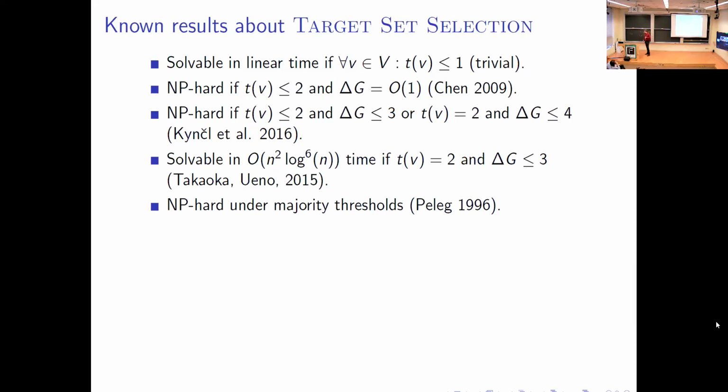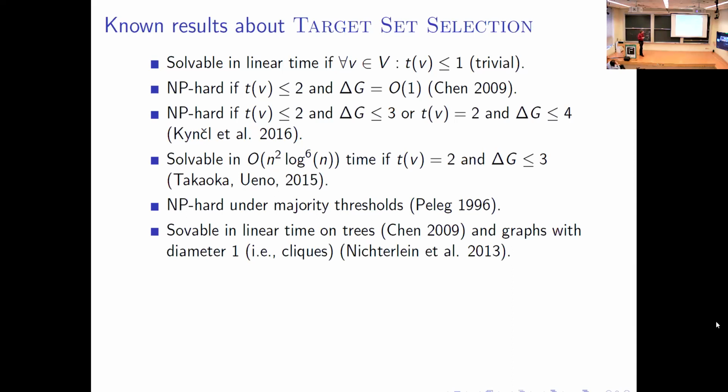Of course, the majority thresholds are also hard, as you could guess. And as in classical results, it's linear time solvable on trees and graphs with diameter 1. In other words, graphs with diameter 1 are cliques. This was also in the work of Nichterlein et al.